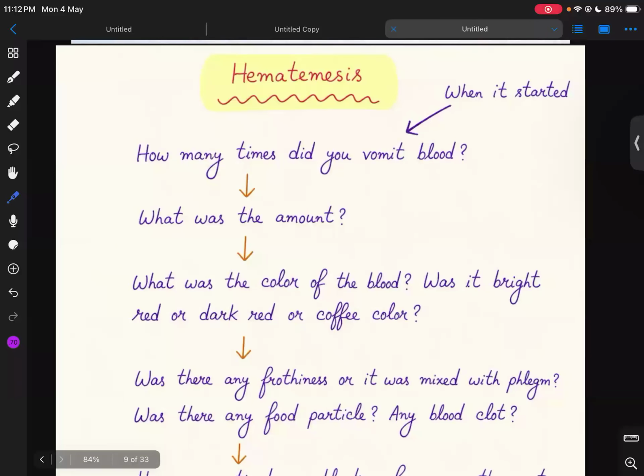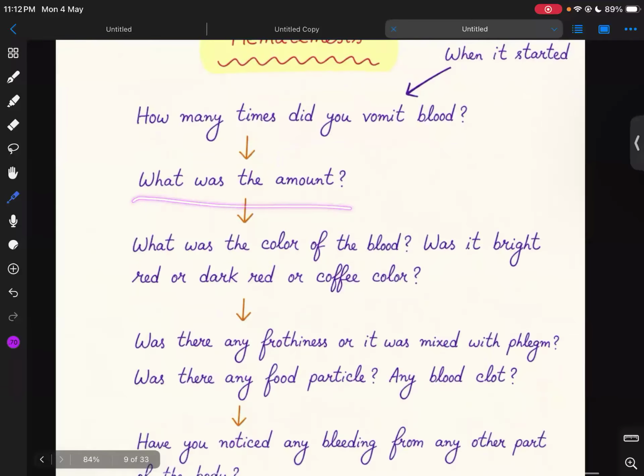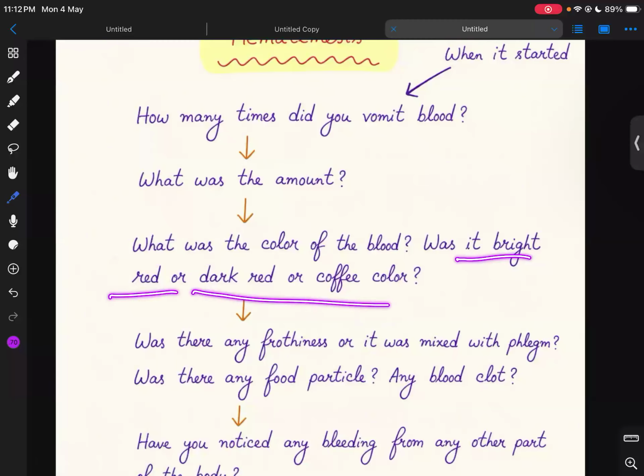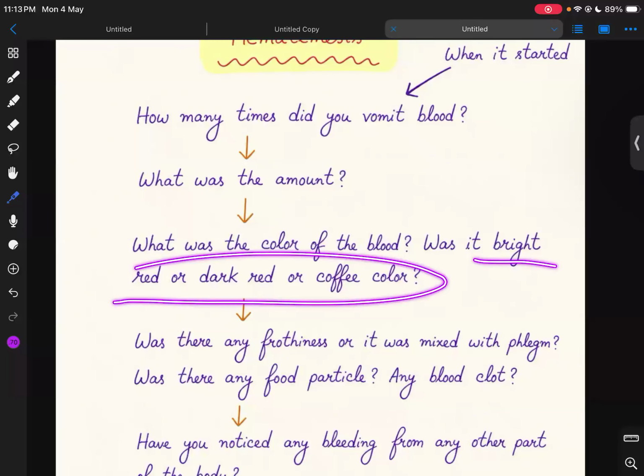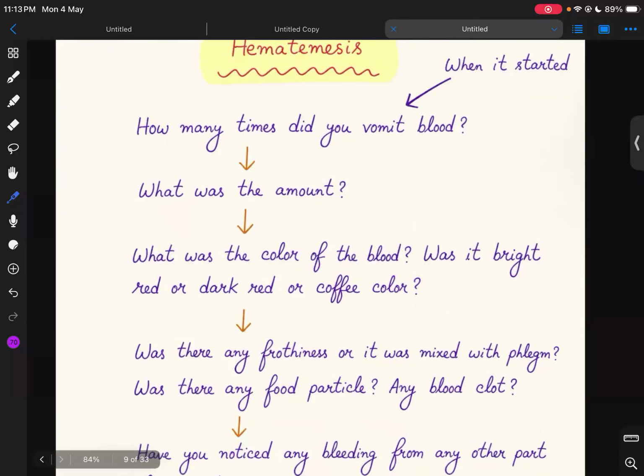So how to do the symptom analysis or the initial questions of hematemesis? First question is, may I know when it started? How many times did you vomit blood? What was the amount? What was the color of the blood? Was it bright red or dark red or coffee color? This question has an importance. If the bleeding comes from the esophagus, then it is bright. This will be bright red.